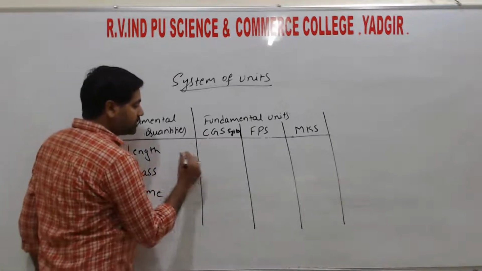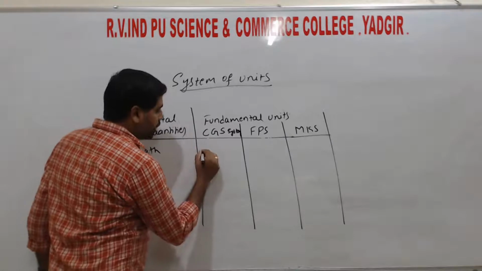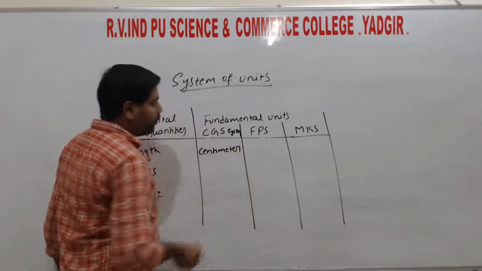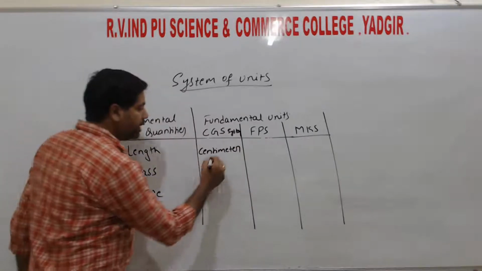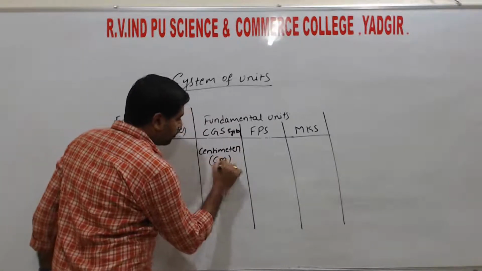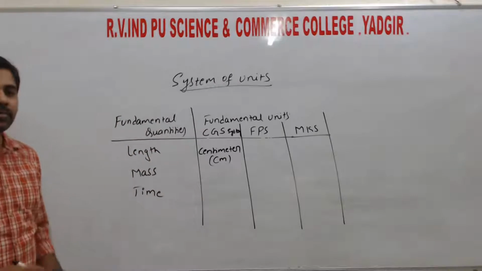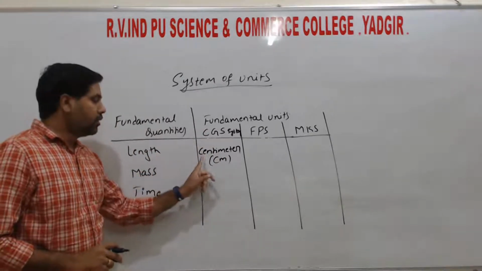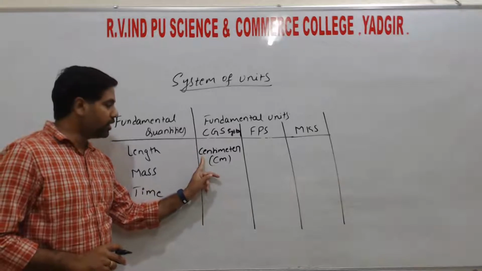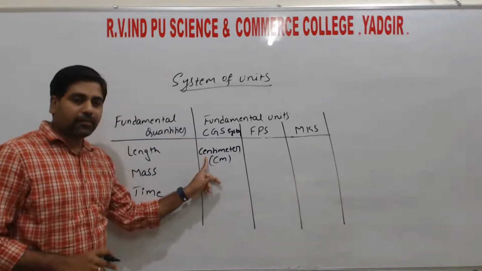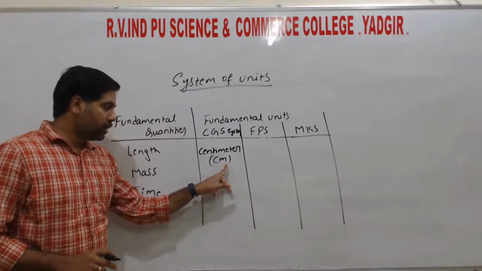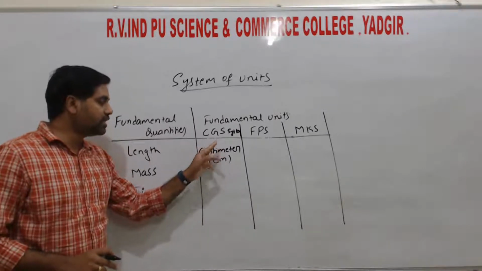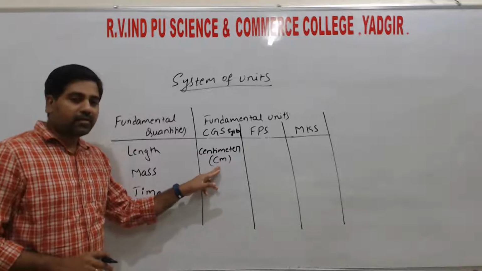Hence, in the CGS system to measure length, we are using centimeter, right? Its symbol is Cm. In the CGS system, the measuring unit of length is centimeter. Sorry, not SI unit, it is in the CGS system that the symbol is Cm.